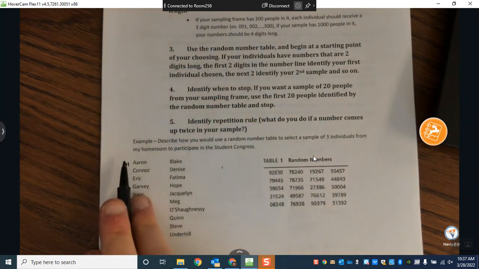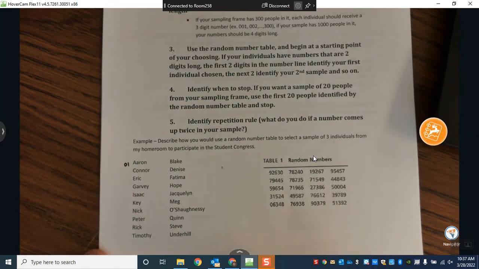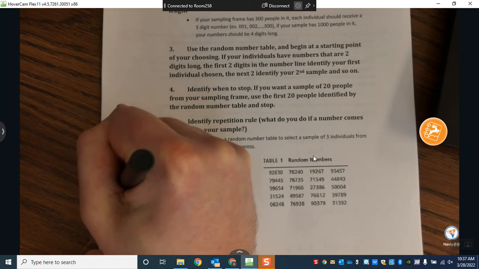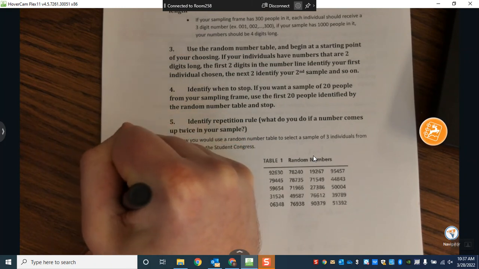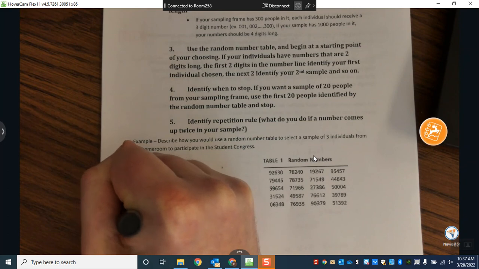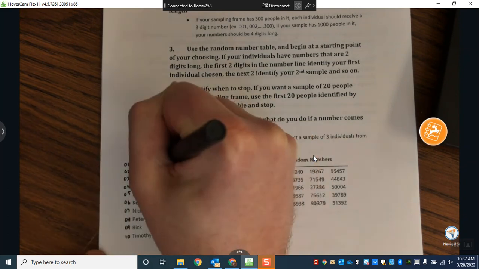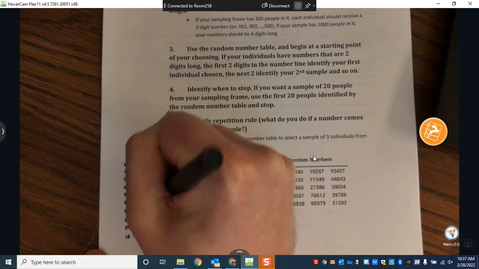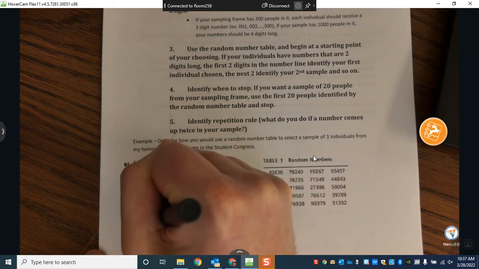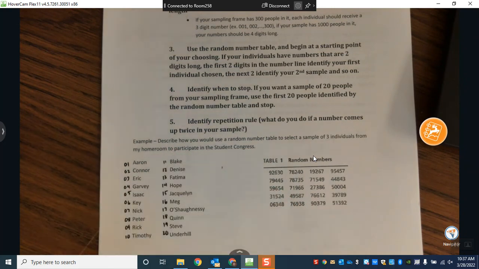It doesn't matter if you number them down this way or across. I'm going to number them down this way. But it doesn't matter how you number them, other than they all need to have a 2-digit code. Aiden, here you go. All right, give everybody a 2-digit code.